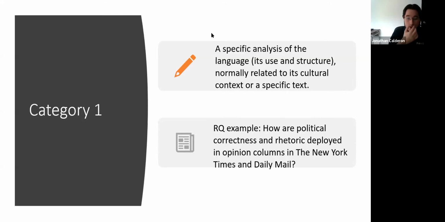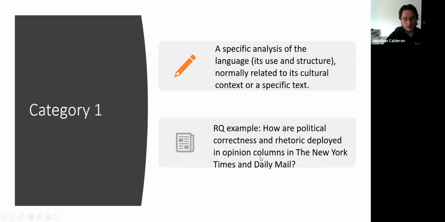So this person is going to have to find opinion columns in the New York Times and Daily Mail, number one, okay? And number two, he or she is going to be analyzing the linguistic aspects of political correctness and rhetoric, okay? So, I mean, this is a very challenging research question right out from the start.